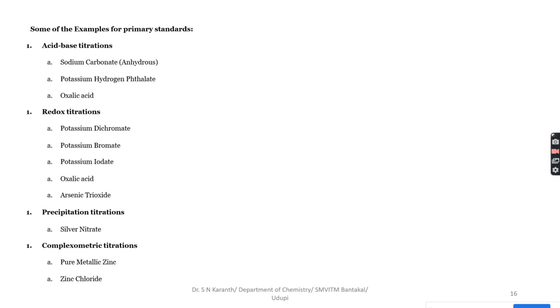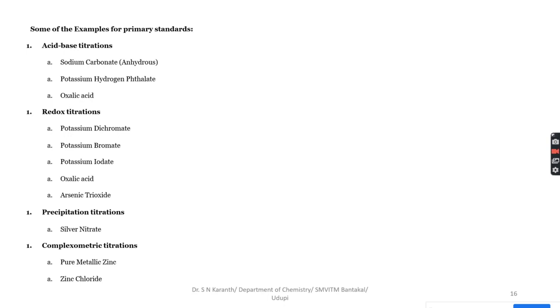In case of acid-base titration, if you want to carry out an acid-base titration, we normally use a primary standard solution, sodium carbonate, which is anhydrous in nature. There is also a hydrous form with water molecules, but we have to purchase anhydrous sodium carbonate, potassium hydrogen phthalate, oxalic acid. For redox reactions, we normally use potassium dichromate.